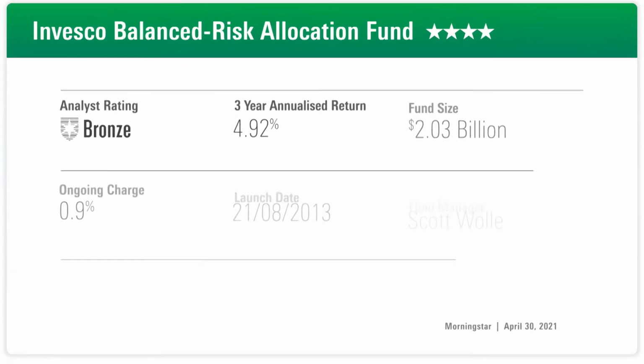So here's the key question, Thomas. Are there any funds in this space that you particularly like? Yeah, so the bulk of risk parity assets are actually in hedge funds, not in mutual funds. But Morningstar follows a few risk parity strategies that are available for sale in Europe and the UK, and among those is Invesco Balanced Risk Allocation, which we rate bronze.